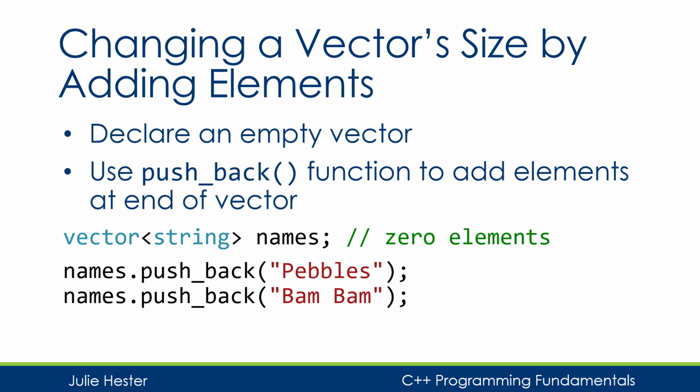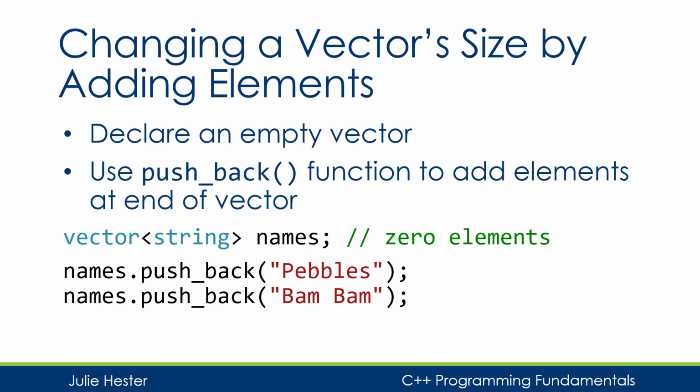I can use the push_back function to add 2 strings to this vector. So I'll say names.push_back, and in parentheses, the value that I want to add to the vector. Because this is a string vector, I'm going to add a string literal to this vector, or I could have a string variable.